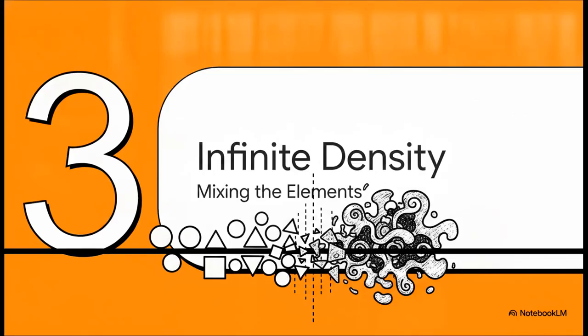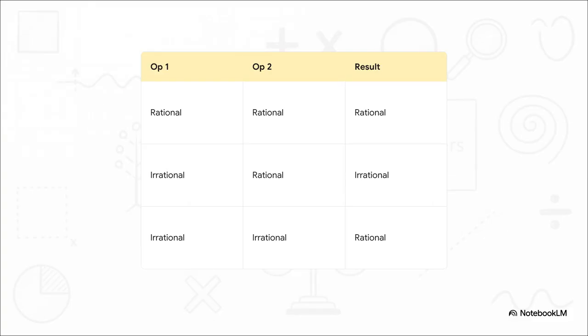Okay, let's jump into Section 3, operations and infinite density. Time to start mixing the elements. We know the rules now, but what actually happens when we start mixing these elements together? Like, what happens when clean rational numbers and messy irrational numbers collide head-on on the number line?